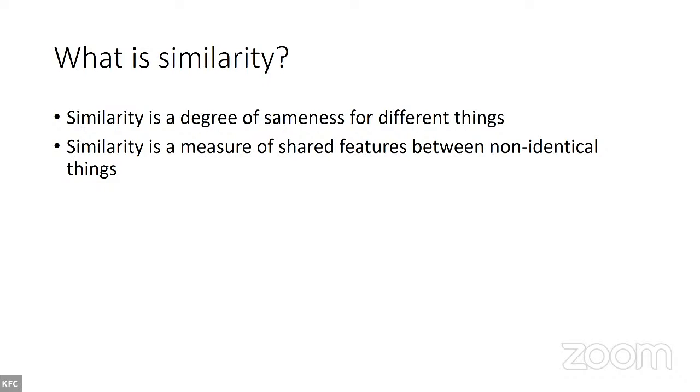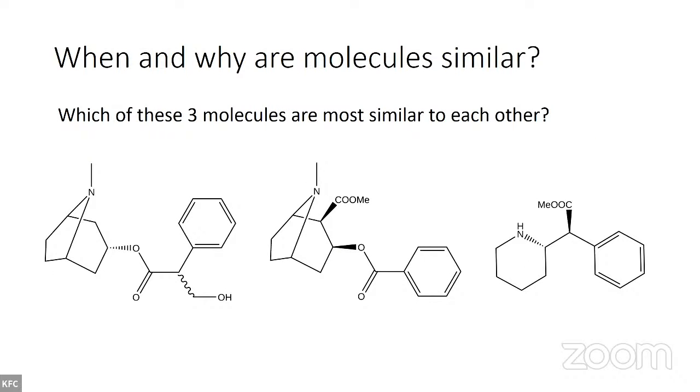Okay, here are a few more definitions. What's similarity? It's a degree of sameness for different things. So let's say shared features, shared properties of different things, or non-identical things, we can call them as well. So first, something to think about: which of these three molecules are the most similar to each other? I'll do the thought process out loud.